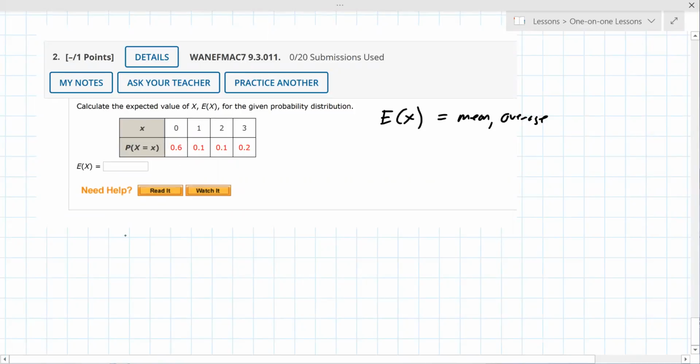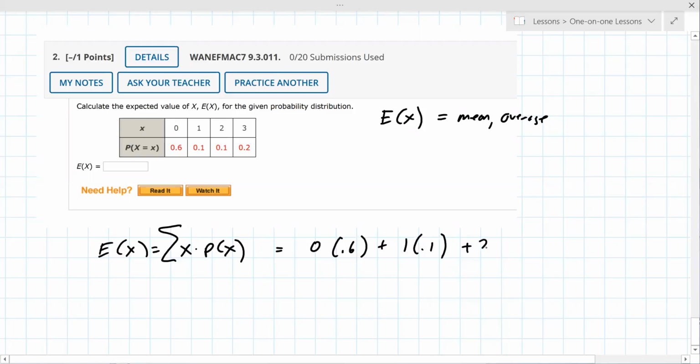This time, the expected value of X, it has a formula. It's X times the probability of X. Okay, but you have to sum it. And what that means for this problem, it's you take the X value 0 and you multiply it by 0.6, plus 1 times 0.1, plus 2 times 0.1, plus 3 times 0.2. And that's your expected value of X.